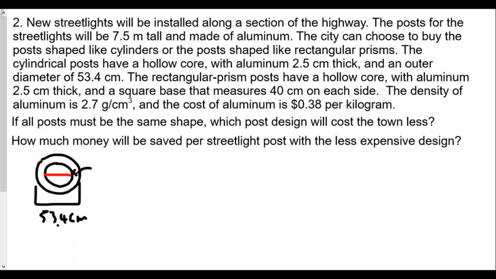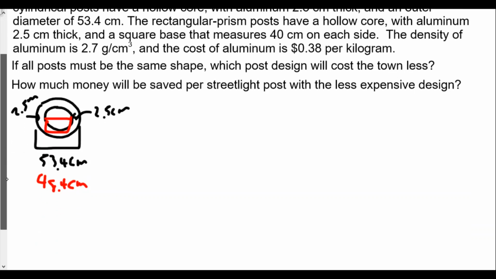But the inside, now here's the thing, if in this case the cylinder thickness is 2.5 centimeters, so 2.5 centimeters on each side means the diameter is cut by 5. Therefore, the diameter in red will be, in this case, 5 centimeters less, which will be 48.4 centimeters.